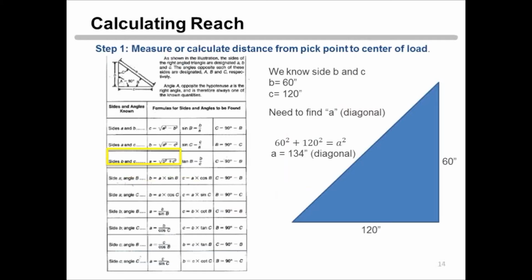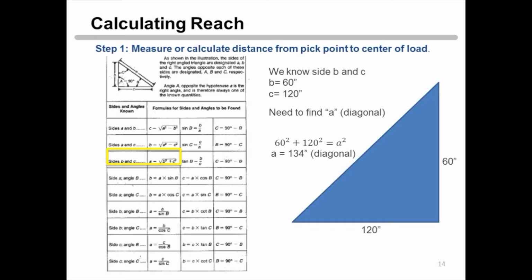So there are charts that you can reference, and they'll give you the triangle. In this case, it shows you the right triangle, and depending on the dimensions that you know, what formula you would use. In this case, we know the sides B and C. B, being the height, is 60 inches, the distance from the side to the center, and 120 inches is what we calculated to the center from one of the pick points. So if we put those in, A squared plus B squared is C squared, we will come up with a diagonal dimension of 134 inches.